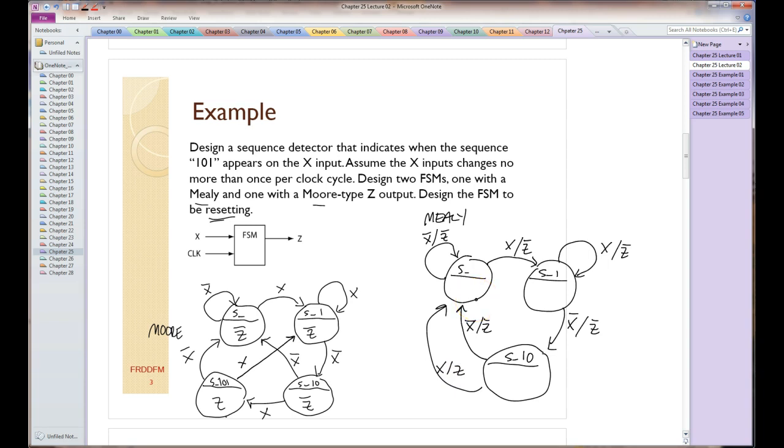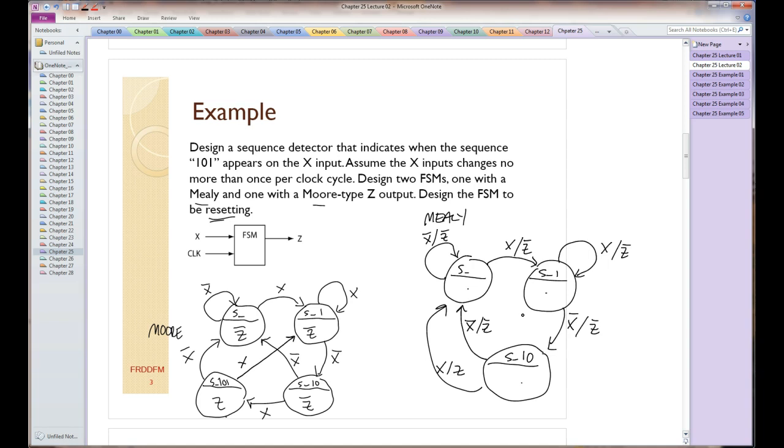These are the 2 versions here. Notice that these bubbles are empty because the output is in fact set next to the input, which is set next to the transitions because it's a Mealy machine. Looking at these 2 diagrams, you see something that's very typical of state machines, Mealy versus Moore. The Mealy typically has fewer states, and the Moore has more states, and that's one way to remember it. So these are the 2 resetting versions.